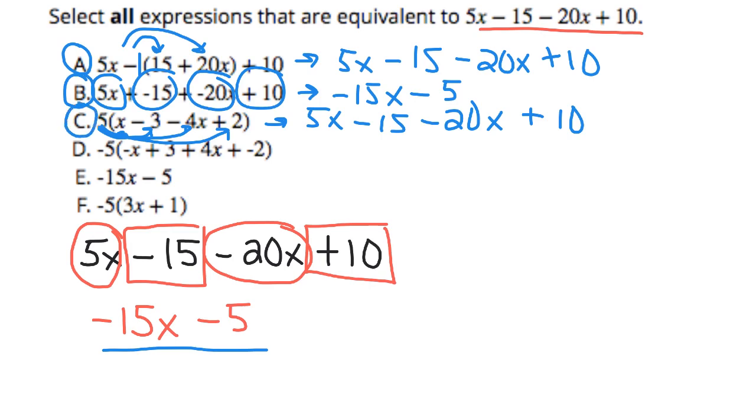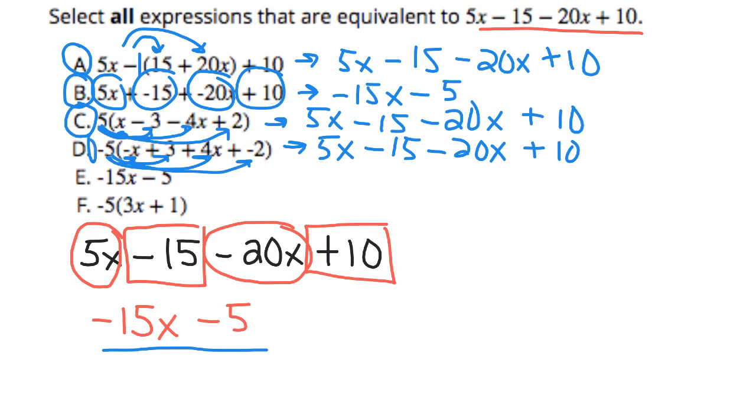Same thing for D, I'm going to distribute. This is negative 5 times negative x, which gives you a positive 5x. Negative 5 times 3 is negative 15. Negative 5 times 4x is negative 20x. And negative 5 times negative 2 is positive 10. Once again, same thing as above. Oh, hold on, there we go, we got our circle.